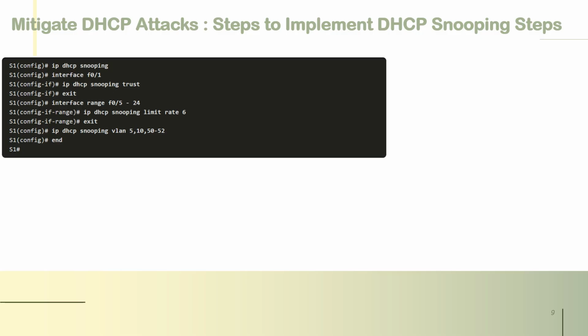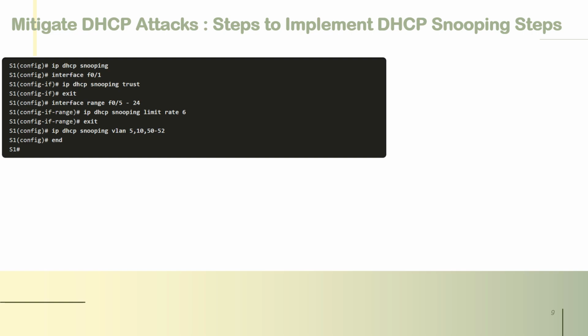And then from FastEthernet 0/5 to 24, we limit the number of DHCP discovery messages to 6 by using the ip dhcp snooping limit rate 6 command. And then we enable DHCP snooping by VLANs here. By using ip dhcp snooping vlan, we are enabling that for VLANs 5, 10, 50, 51, and 52.